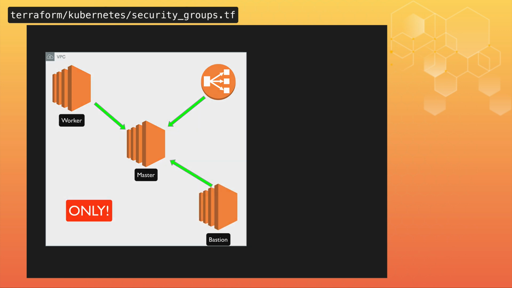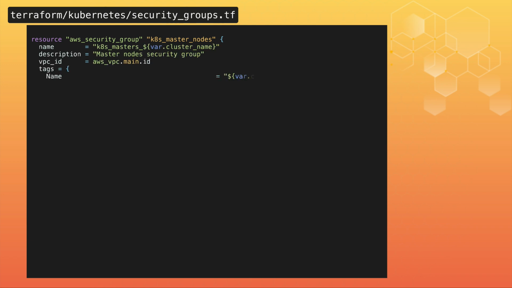So, to make this happen, we need to define our security group rules separately and attach them to the security group. The reason is that Terraform needs a separate security group rule resource when we need to allow traffic from another security group. Let's start by defining the security group.